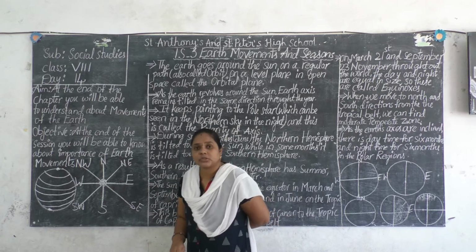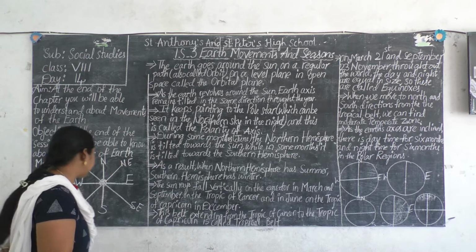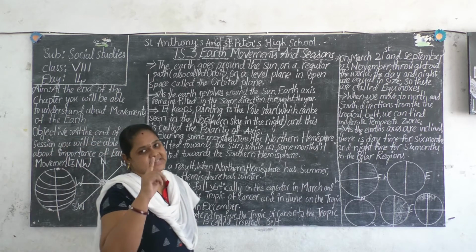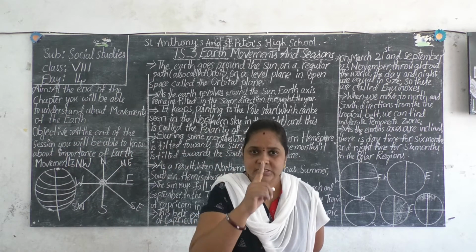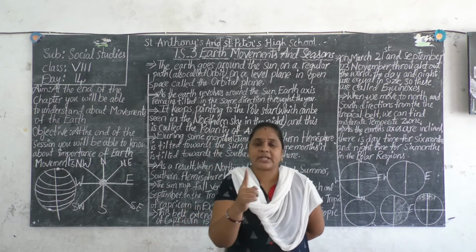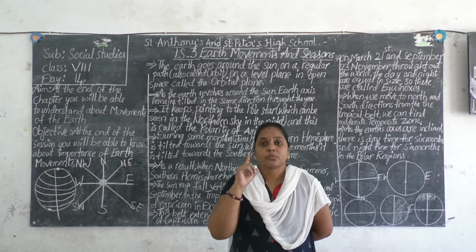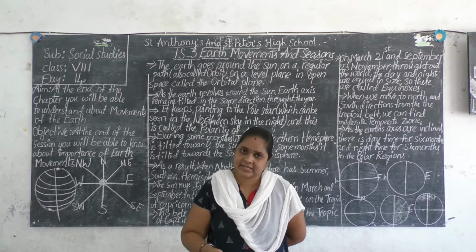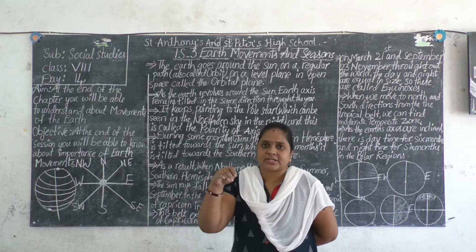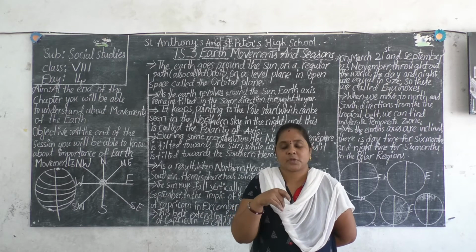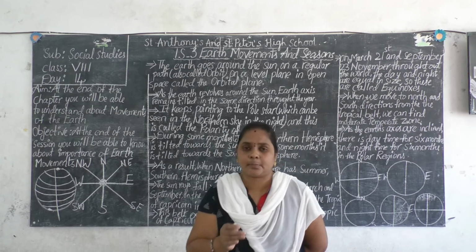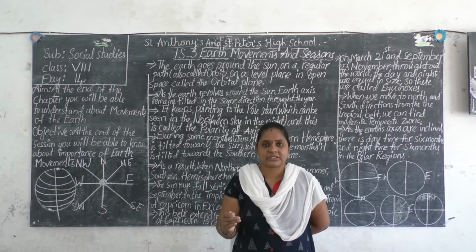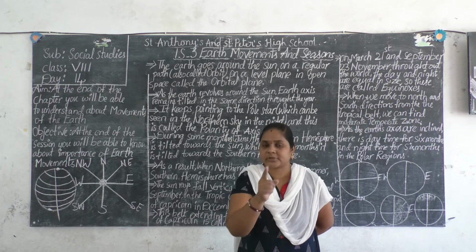And one more thing you have to learn, already I told you yesterday. The earth is rotating on its own axis. When it is rotating on its own axis, it takes 24 hours for one rotation. In 24 hours we get day and night. And the revolution is around the sun. So this activity is very, very important. Why? Because everyone will remember by doing this activity. If you do it practically, you never forget this.